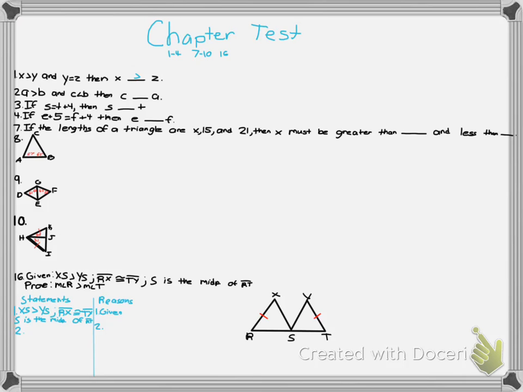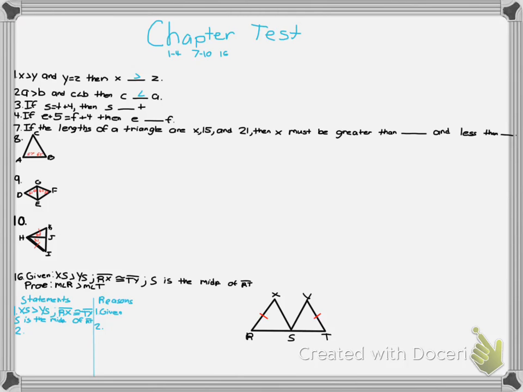Okay, number 2. If a is greater than b and c is greater than b, then c is blank of a. The answer for that would be less than. C is less than b.